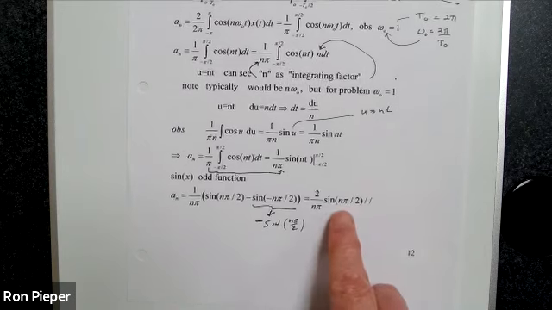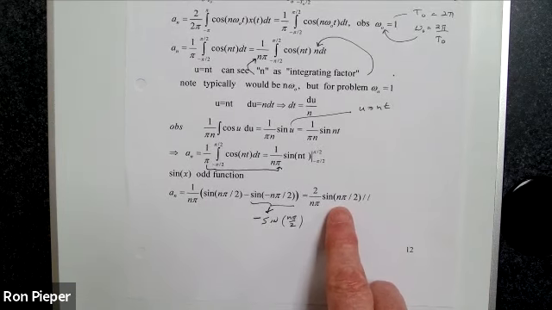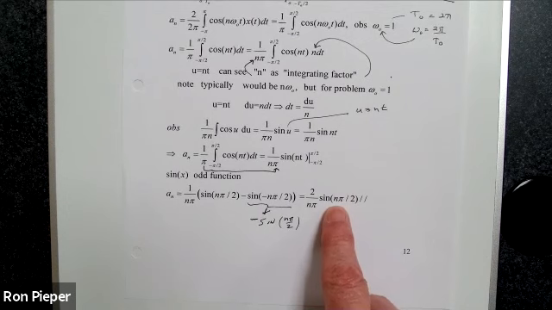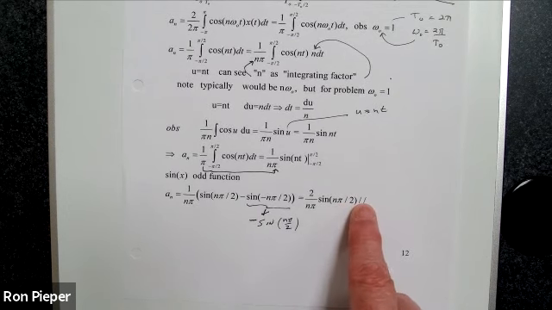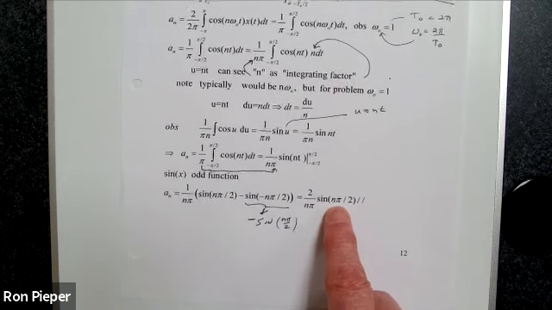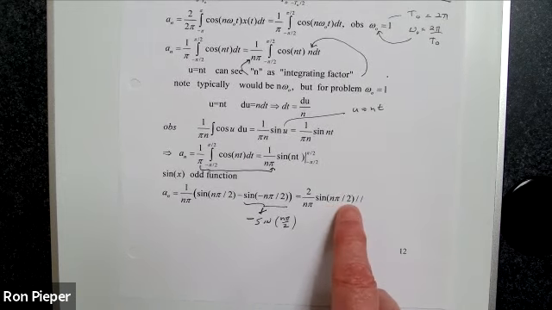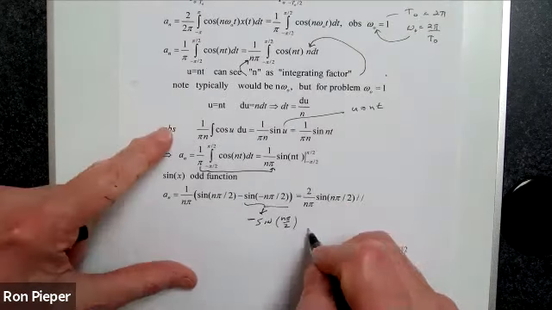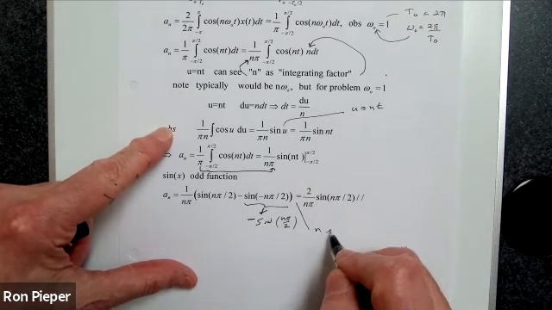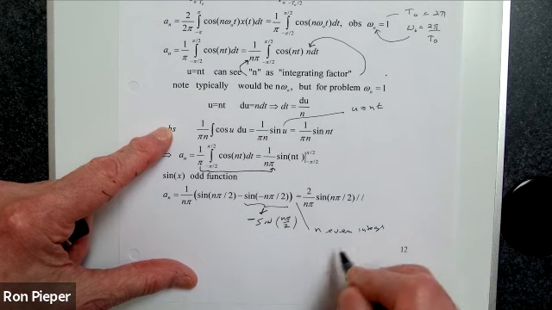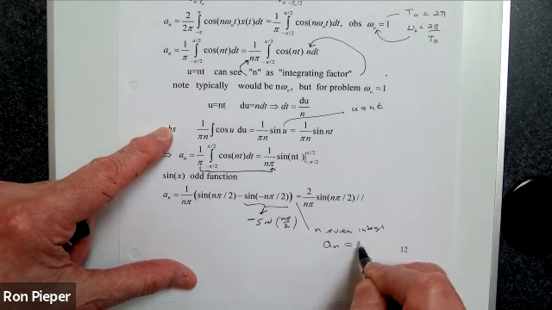Let's try a few. n equal to 2, that would be a sine of pi. n equal to 4, that would be sine of 2 pi. n equal to 6, that would be 3 pi, etc. So yes, if n is an even integer, we can see from this that it would guarantee our a_n is equal to 0.